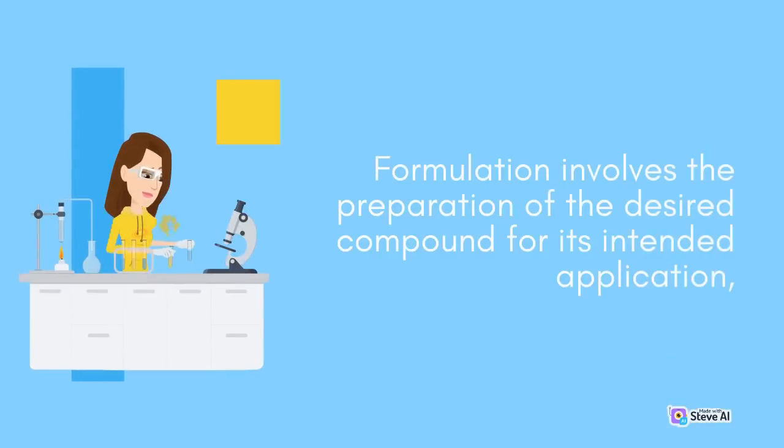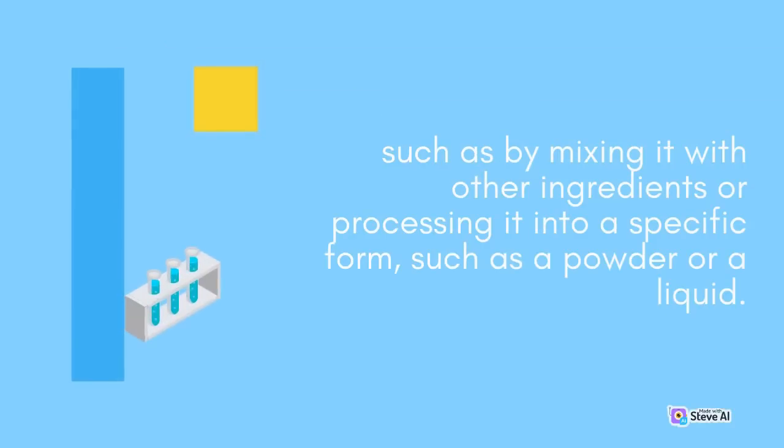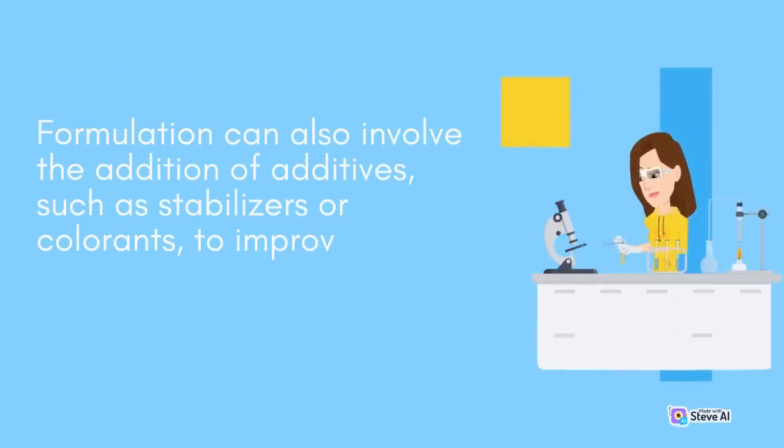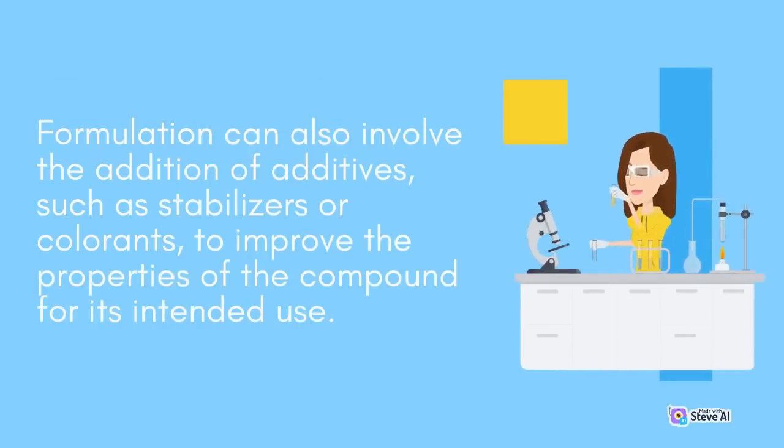Formulation involves the preparation of the desired compound for its intended application, such as by mixing it with other ingredients or processing it into a specific form, such as a powder or a liquid. Formulation can also involve the addition of additives, such as stabilizers or colorants, to improve the properties of the compound for its intended use.